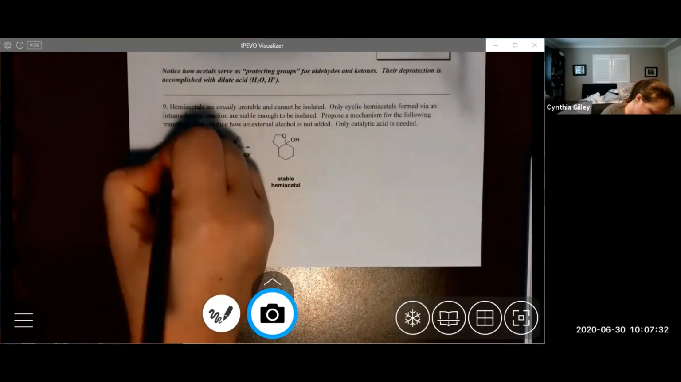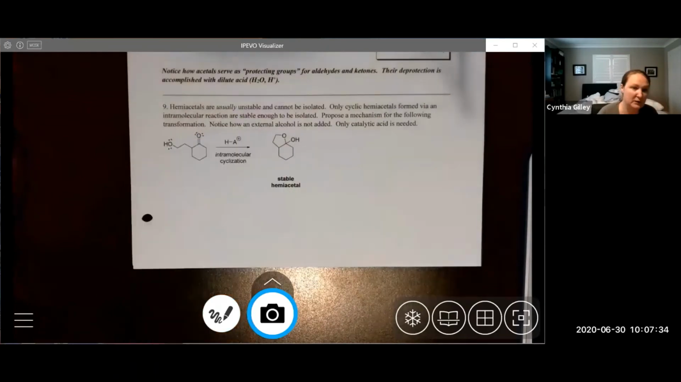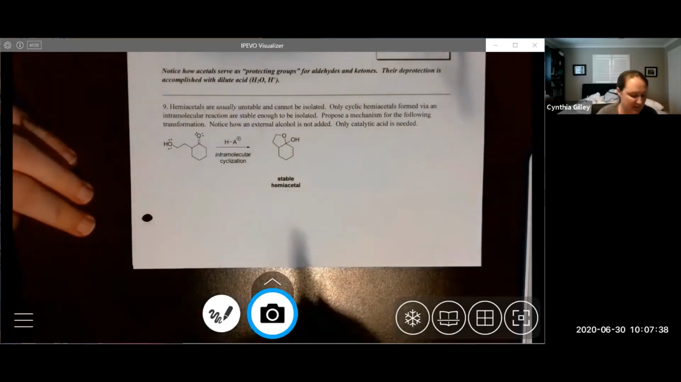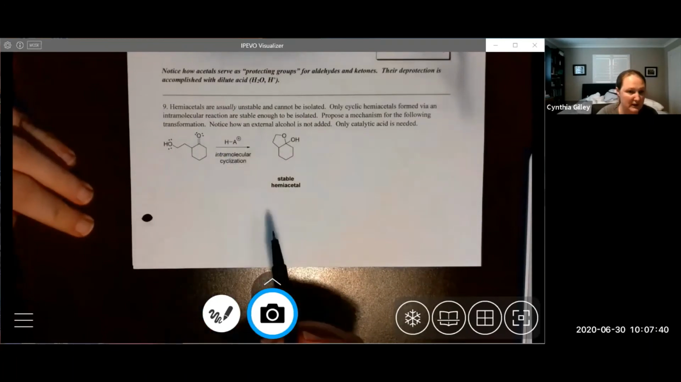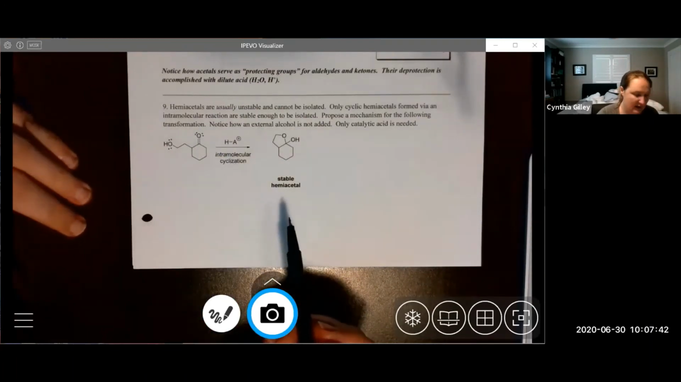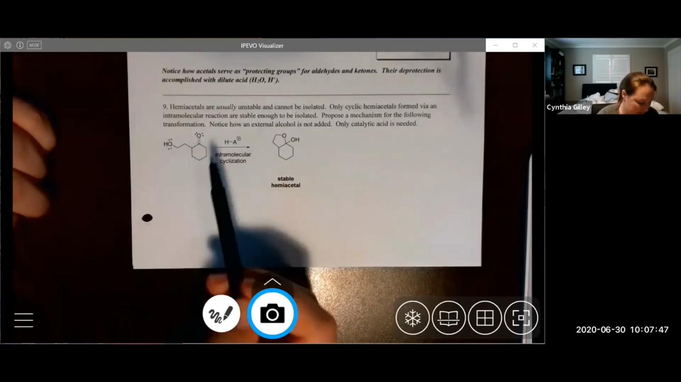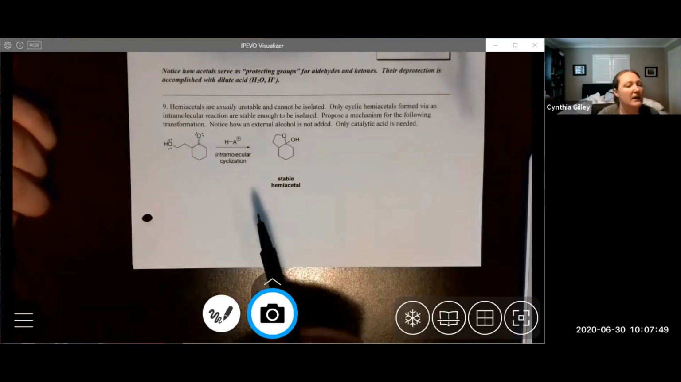Whenever we're drawing a mechanism, of course, we're drawing lone pairs, and we're going to do a proton transfer with this strong acid. And you might think, okay, where is it going to protonate? Is it going to protonate the oxygen of the alcohol? Is it going to protonate the oxygen of the ketone? It will do both.